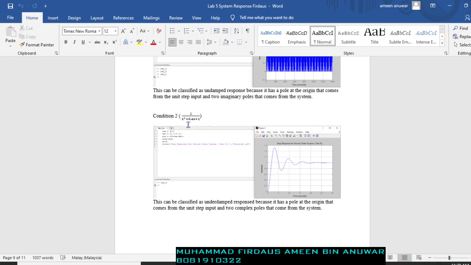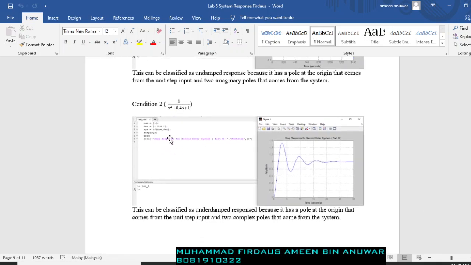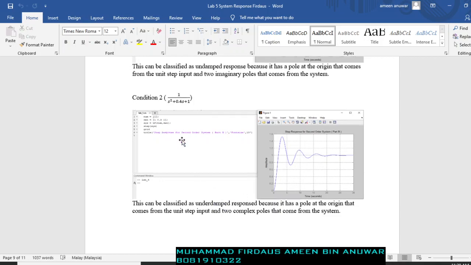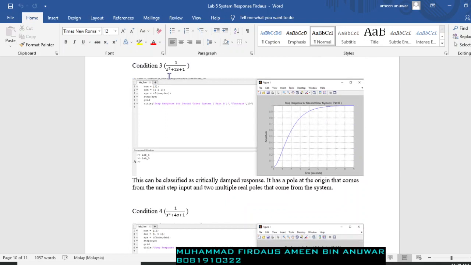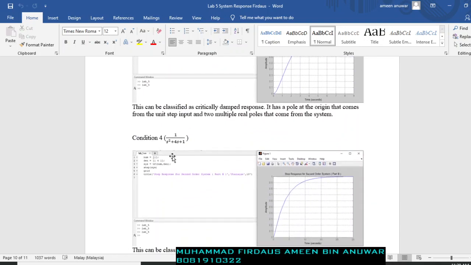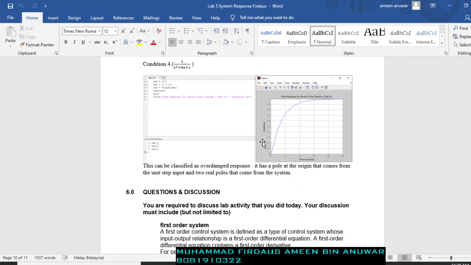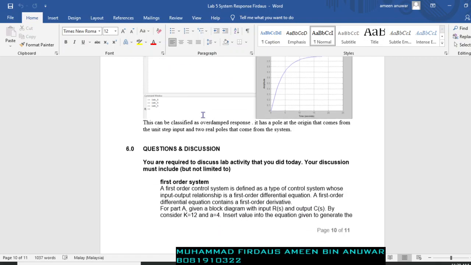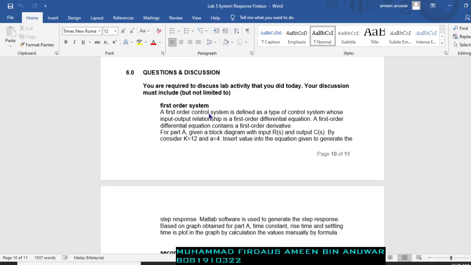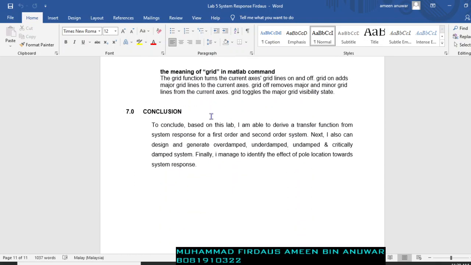I insert my value inside my MATLAB, and this is the graph obtained, and this is the explanation. The same goes for condition 3, still the same step, and this is the graph. For the last condition, I obtained this kind of graph. So this is the question and discussion and conclusion.